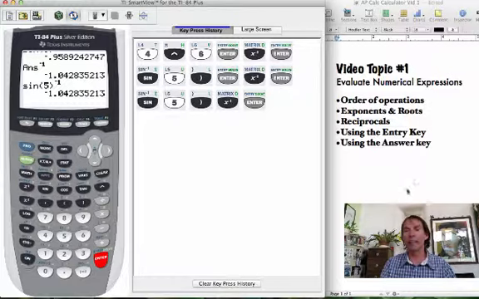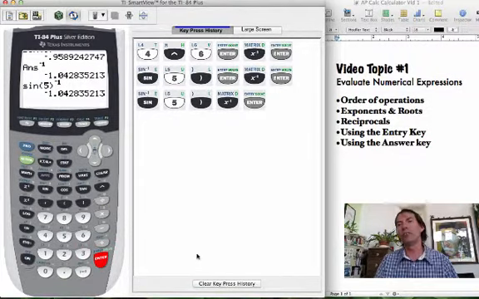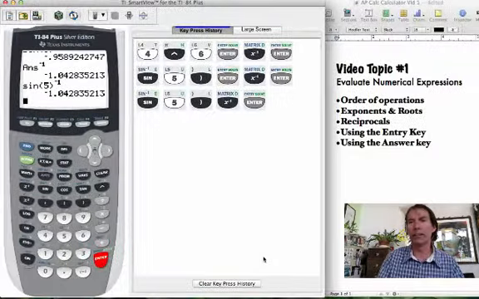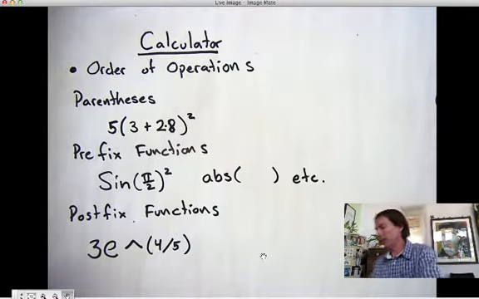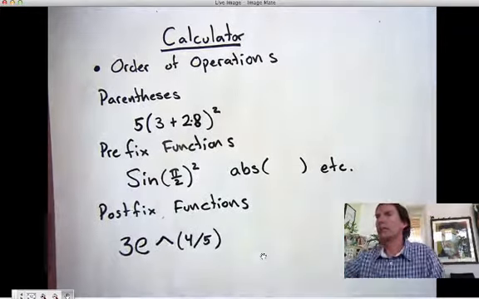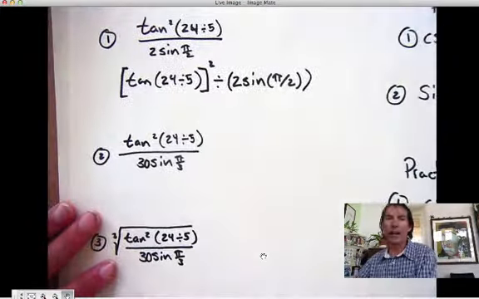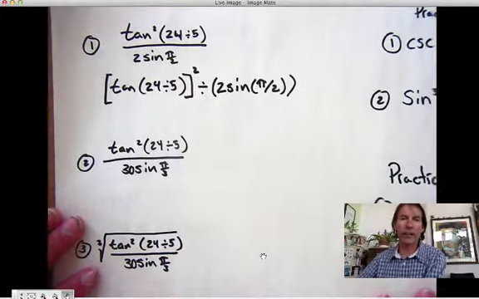Okay, now we're going to look at the entry key in detail. Up above the enter is the entry. It's in blue there. We're going to use that to edit a numerical expression. Let's see if I have this right here. Oh, it's over here. Okay, I have some expressions set up here.